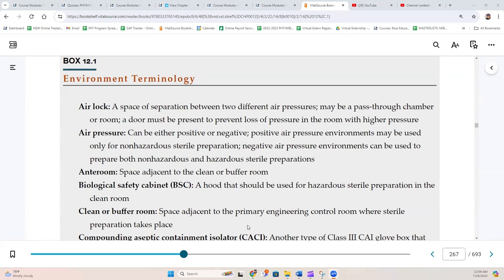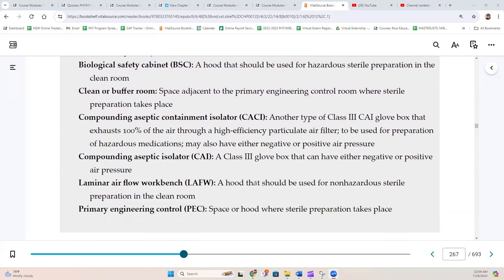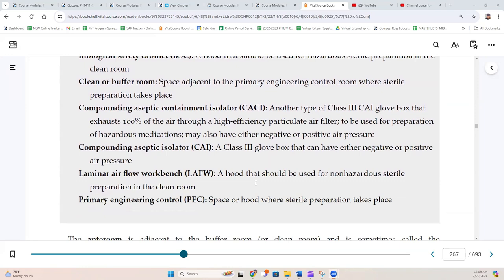The anteroom, which is a space adjacent to the clean or buffer room. The biological safety cabinet, a hood that should be used for hazardous sterile preparation in the clean room. The clean or buffer room, the space adjacent to the primary engineering control room where sterile preparation takes place.